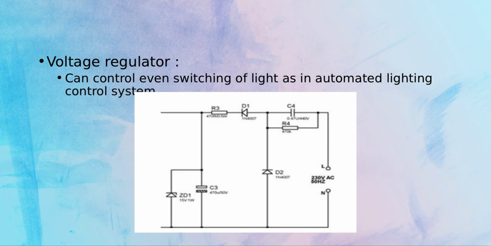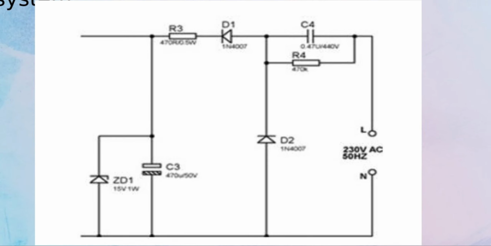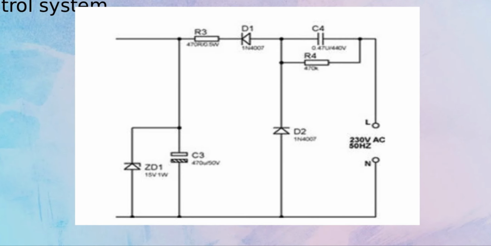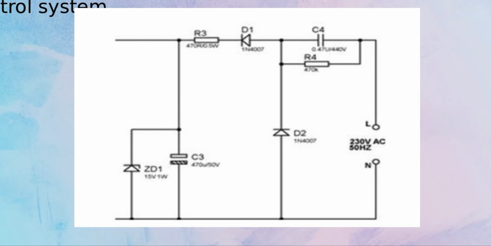A Zener diode is also used as a voltage regulator. So let me zoom in for you to explain how a Zener diode helps in voltage regulation. This capacitor over here filters the AC voltage of 230 volts. Now once this is being filtered, this diode then rectifies the AC voltage. A rectifier converts AC to DC current.